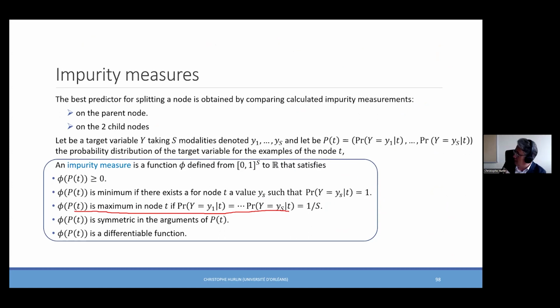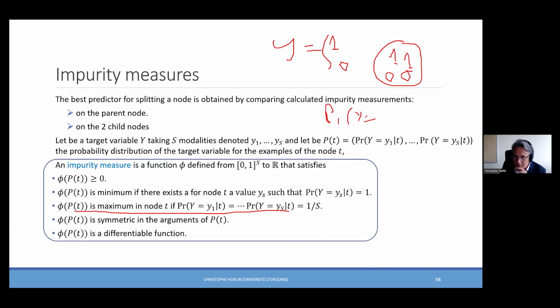It is maximum when the probability to get 0 or 1 is equal. If I have two modalities, 0 and 1, and at a given node the probability to observe 0 is equal to the probability to observe 1, these two probabilities are equal. So at this stage, there is the same probability to observe, for instance, a default or a non-default.